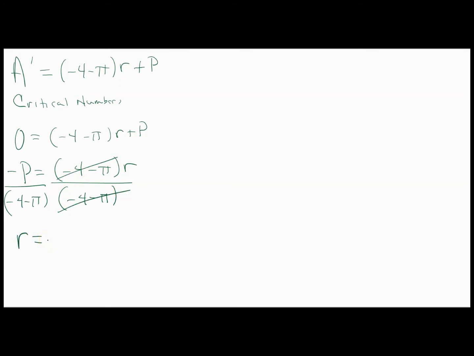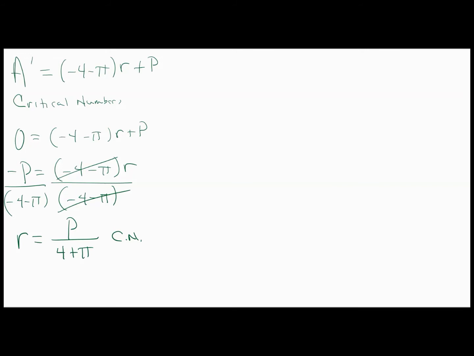So this is a critical number. Now, one thing I would like to do is factor this negative out of the denominator, which is going to cancel this negative here. So actually, p over 4 plus pi is our critical number. We only got one result. And remember, p is just a number. It could be 5 or it could be 1,000. All right, now, what am I supposed to do with that? Well, I'm supposed to plug that back into my original area equation, and that is going to maximize or minimize, depending on what we're looking for. We're looking for a maximum, right? So we're going to maximize the area of this particular figure.